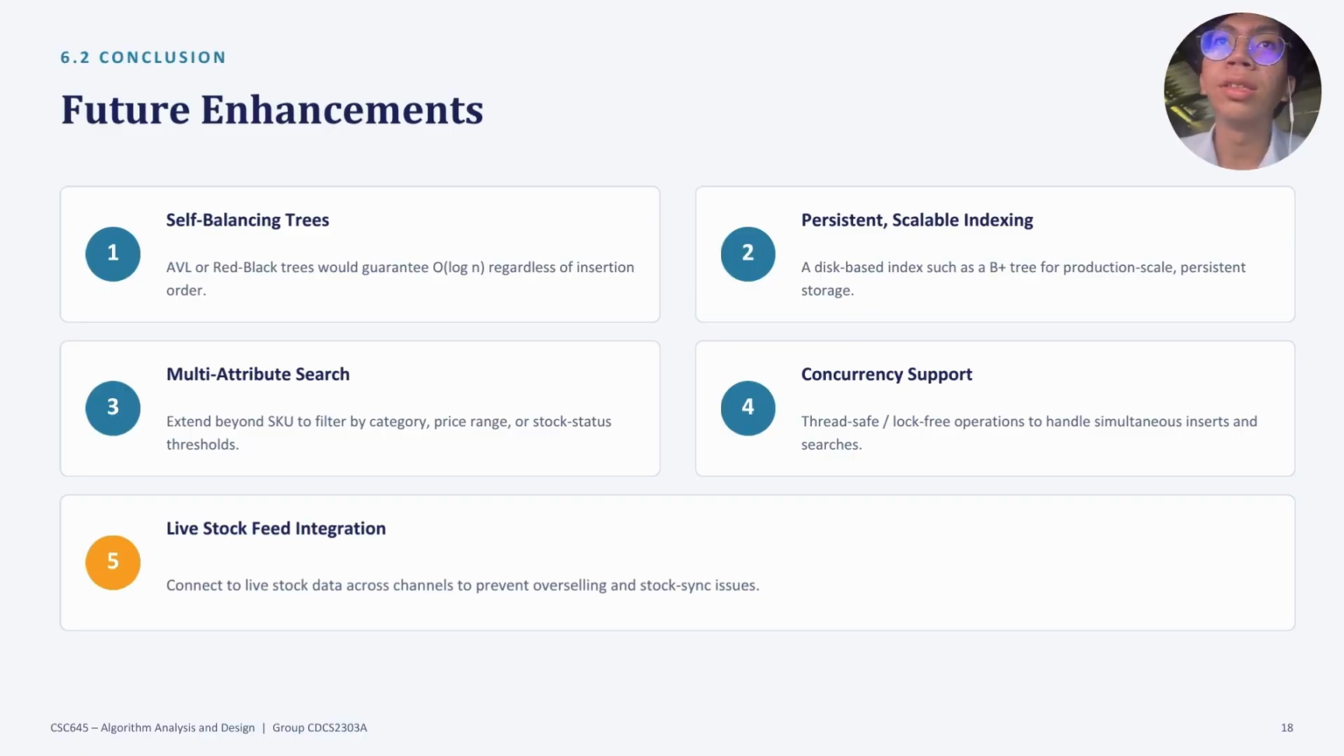And the third one is to allow searching by more than just ID. Sellers should be able to search by category, price, or how much stock is left. Fourth, make it handle many people at once safely, so two sellers updating stock at the same time don't cause errors. And finally, connect it to live stock data from different sales channels so stock numbers stay accurate everywhere and shops don't accidentally oversell.